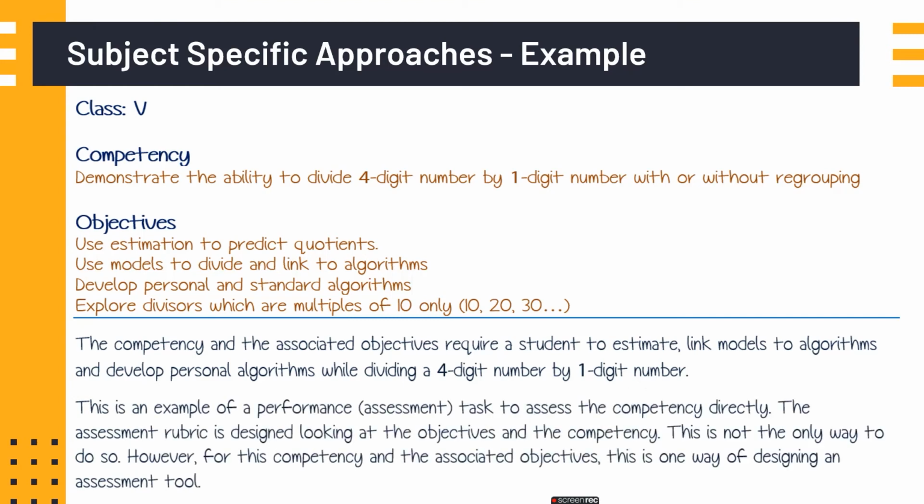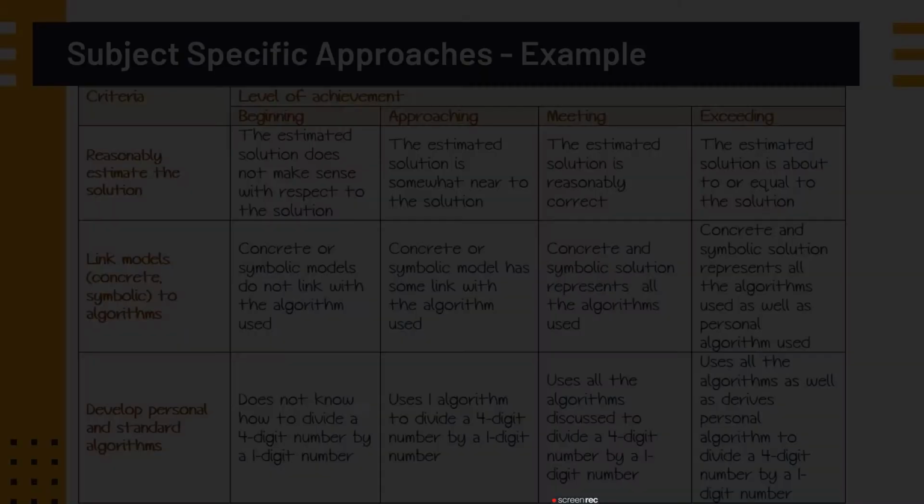This is an example of a performance or assessment task to assess the competency directly. The assessment rubric is designed looking at the objectives and the competency. Again, I would like to make a mention here that this is not the only way to do so. However, for this particular competency and the associated objectives, this is one way of designing the assessment tools.